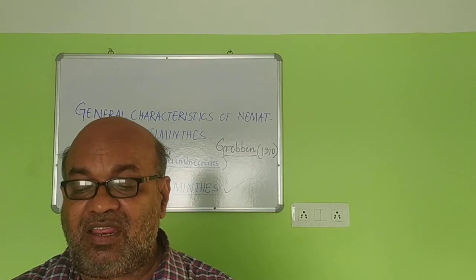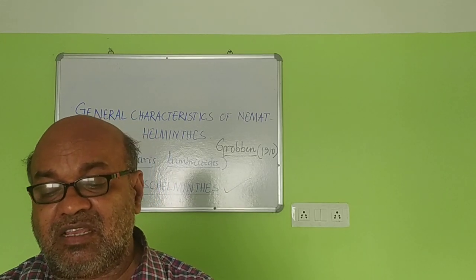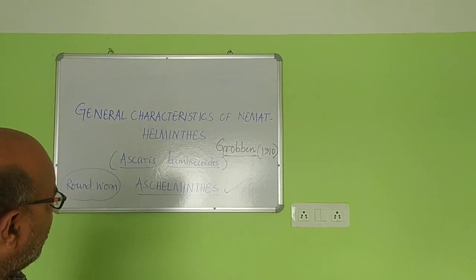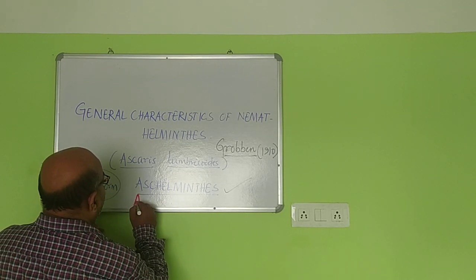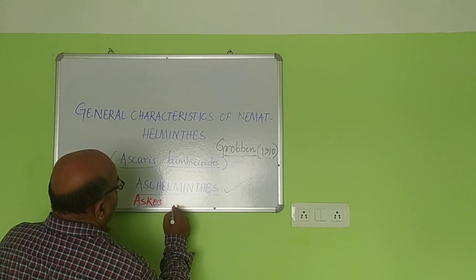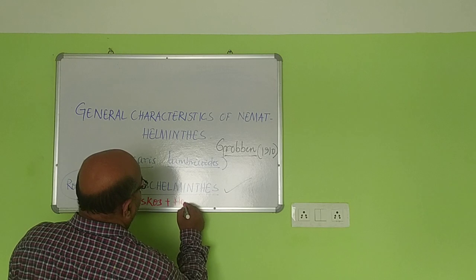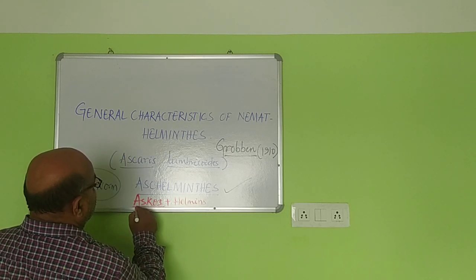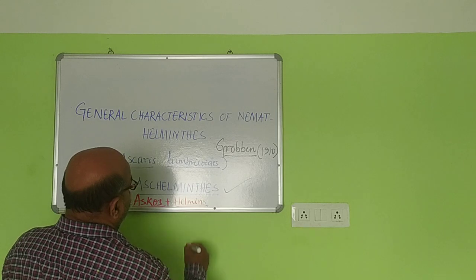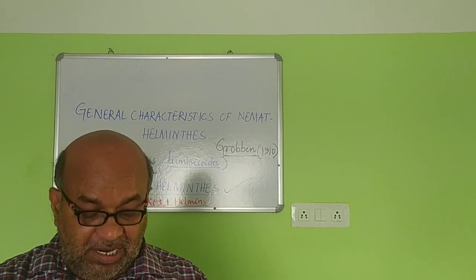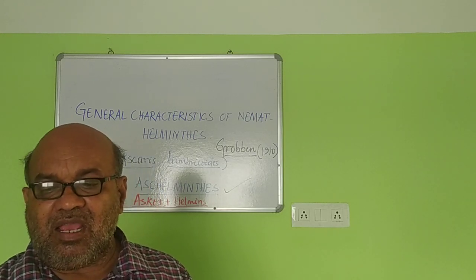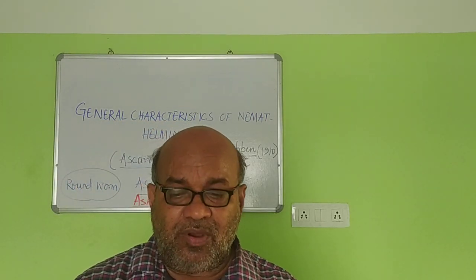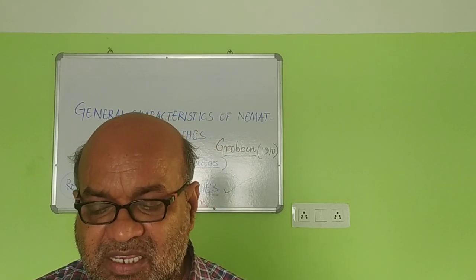In 1910, in place of the older name, Aschelminthes, it has been derived from two Greek words: askos, and the other word, helminths. Askos means sacs or cavity, and helminths means worms, W-O-R-M-S, worms. Let us know about the general characters of this phylum Aschelminthes.